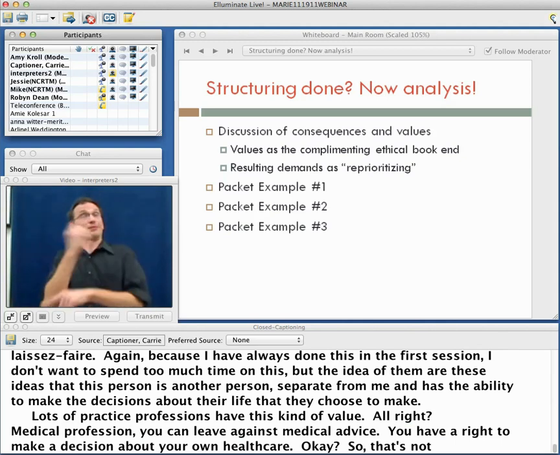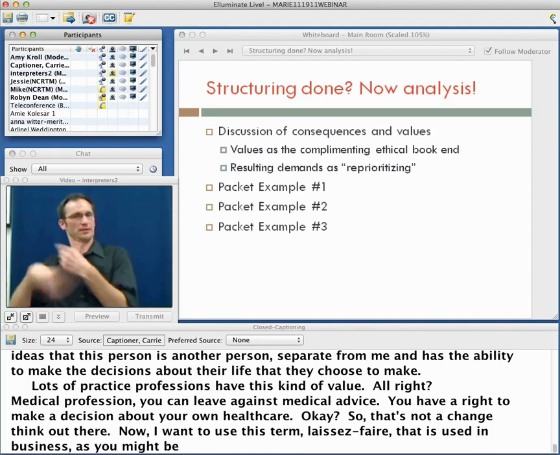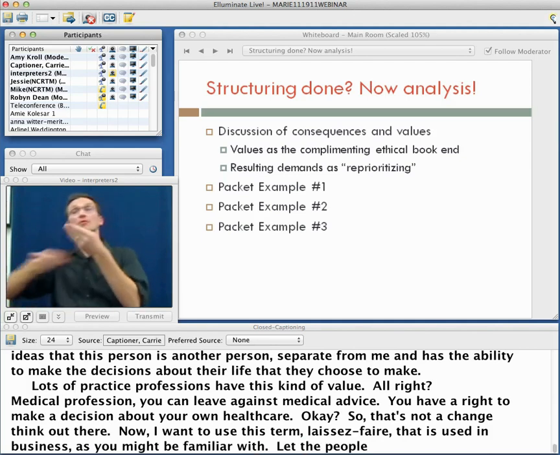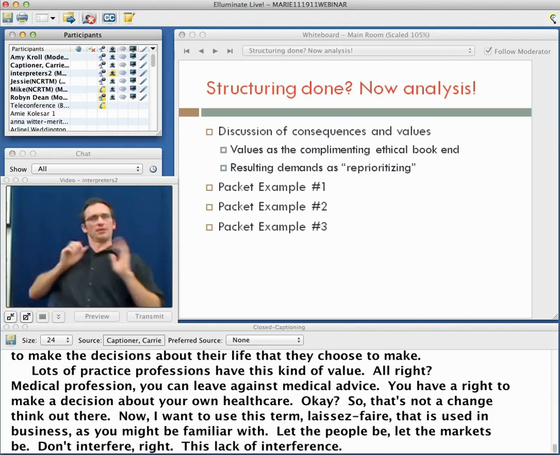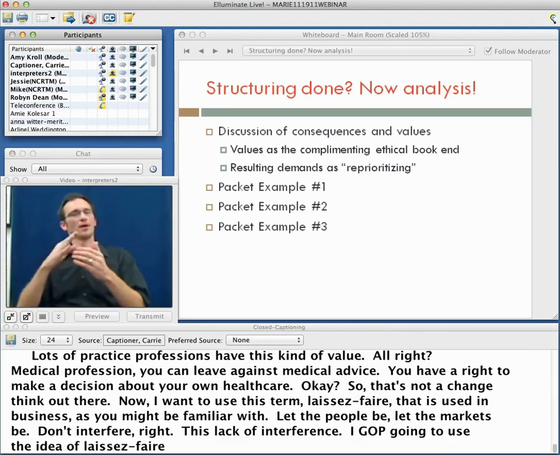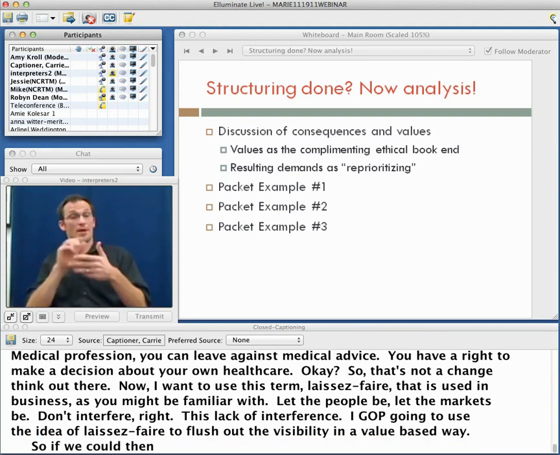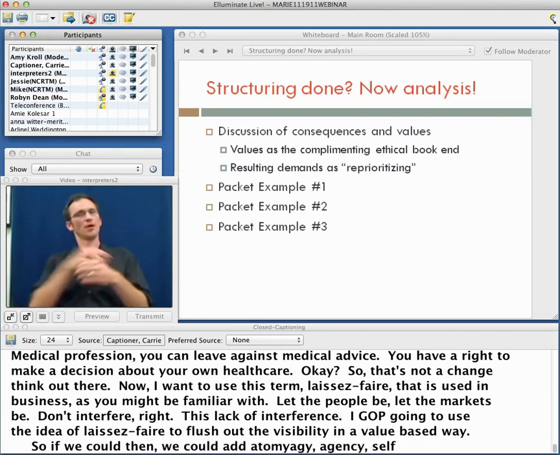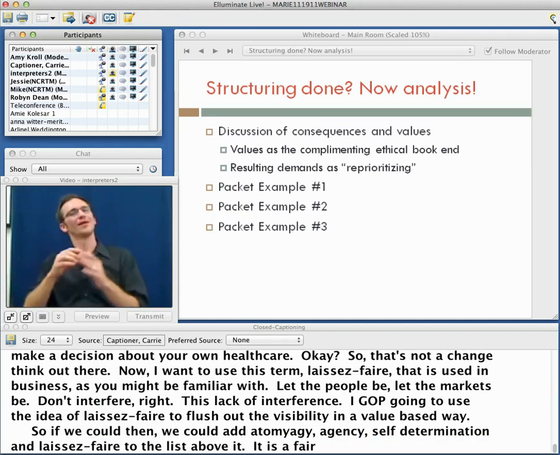And now I want to use this term laissez-faire because, and that's used in business, as you might be familiar with, this idea of let people be, let the markets be, don't interfere, right, this lack of interference. And so I'm going to use this idea of laissez-faire to flesh out invisibility in a values-based way. Okay, so if we could then, we could add autonomy, agency, self-determinacy, and laissez-faire to the list that's right above it, because I think that that's a fair distillation of the values that seem to emerge in our profession.